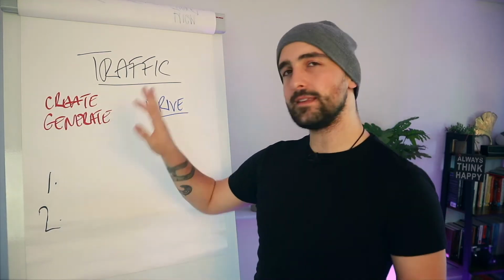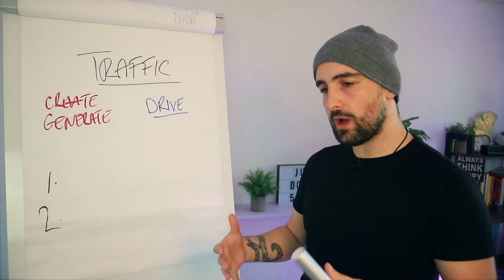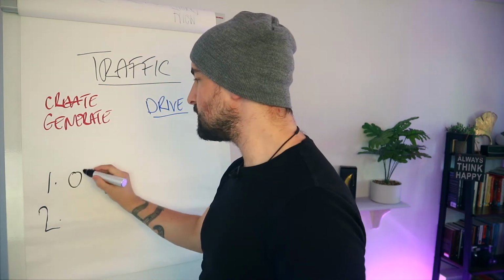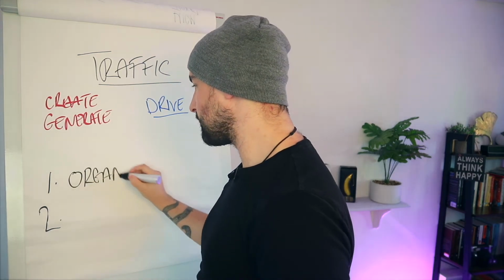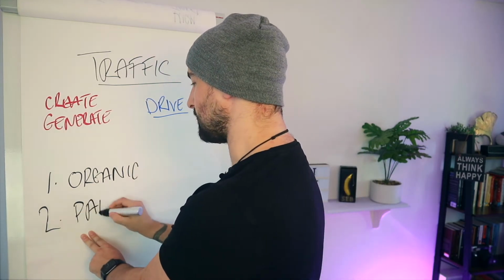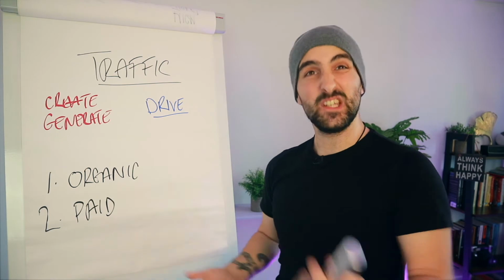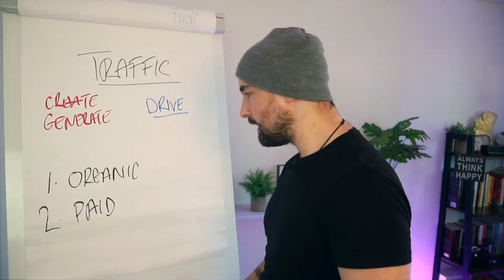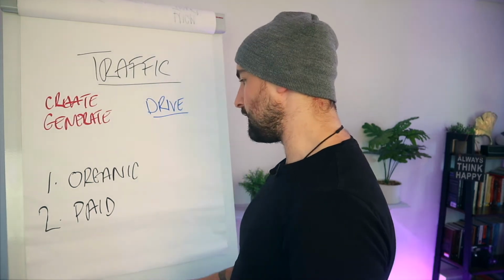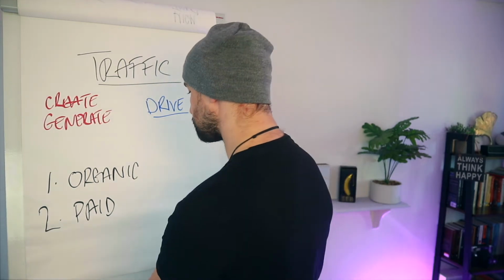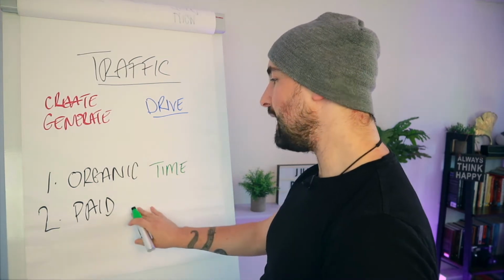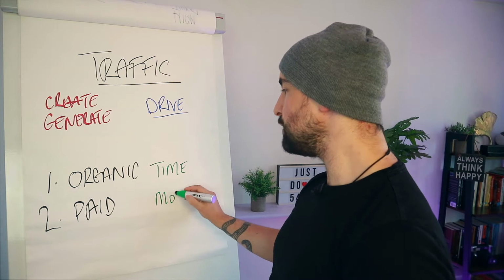Now from there, the thing that people ask us is, well, how do I drive the traffic? What methods are there? And there are two key ways to do it. The first one is organic. So this is free methods, okay? The second way is through paid marketing. So Facebook ads, Instagram ads, YouTube ads, Google ads, all that kind of stuff. So there's paid and there's organic. Now with organic, you're typically swapping your time, okay? You're typically swapping your time to get the traffic. Whereas with paid marketing, you'll be swapping your money.